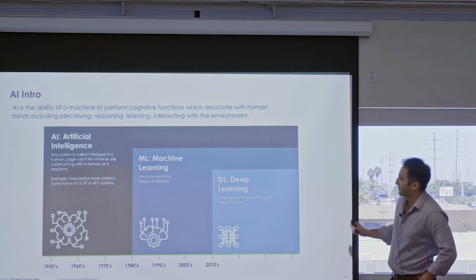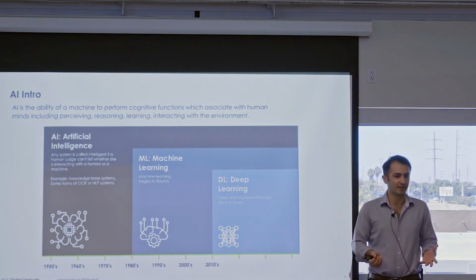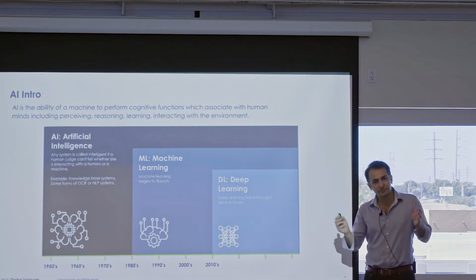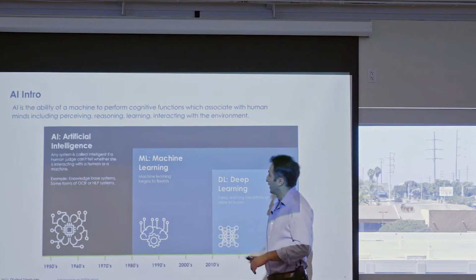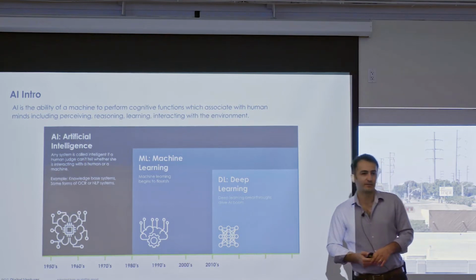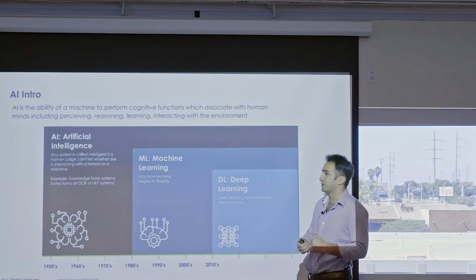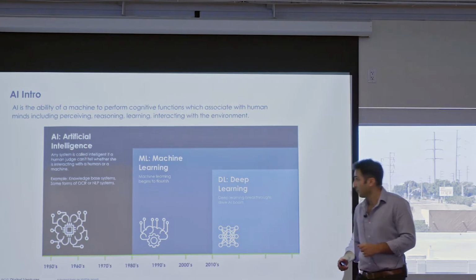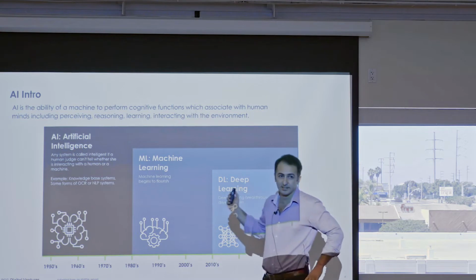AI, machine learning, deep learning. Deep learning is a subset of machine learning, and machine learning is a subset of AI. This is a very generally accepted concept among people. AI is basically the ability of a machine to perform different cognitive functions, like learning, reasoning, perceiving, and interacting with the environment. What makes AI not necessarily machine learning?